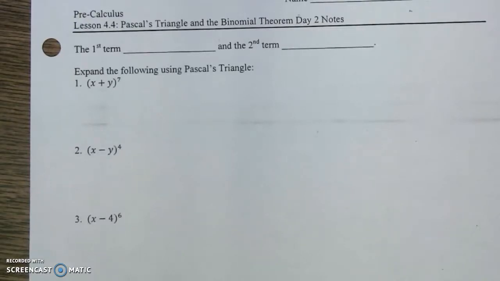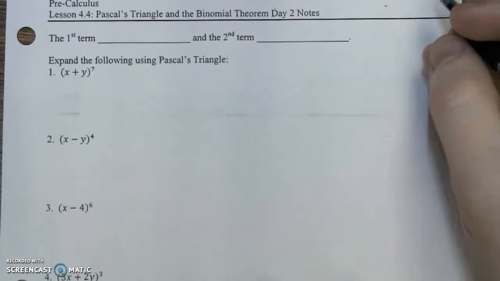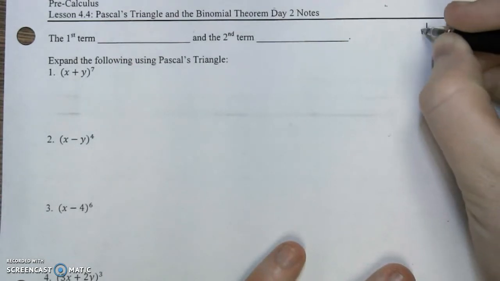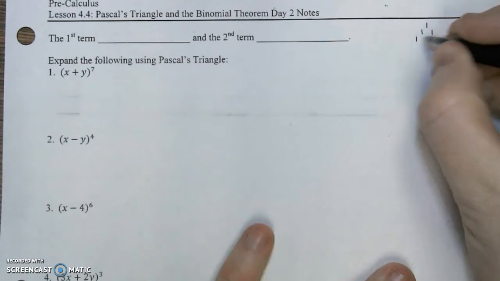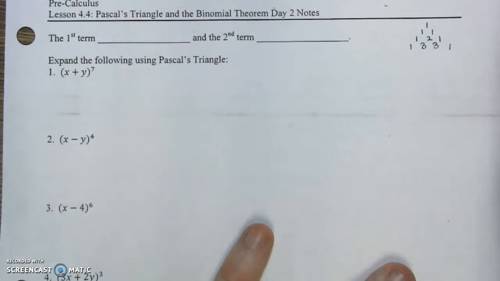In lesson 4.4, we are talking about Pascal's triangle and binomial expansion. So let's start with Pascal's triangle. You may have looked at this before. It starts with 1, and then 1, 1, and then 1, 2, 1, and then 1, 3, 3, 1. And so this should be memorized, but really it's not memorization, it's just figuring out the pattern.